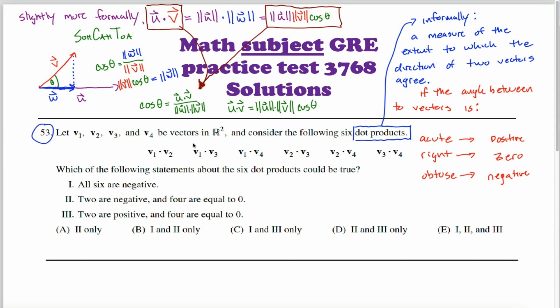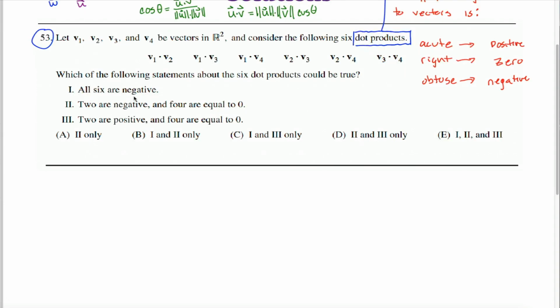We could have answered this question a long time ago. What the question tells us is we have these 4 vectors in R2, and we're considering 6 different dot products. The first question is, could all 6 of these dot products be negative? Absolutely not. Why? Well, because the only way the dot product between two vectors is negative is if the angle between them is obtuse. And the 6 dot products that we're considering are all the pairwise combinations of these 4 vectors.